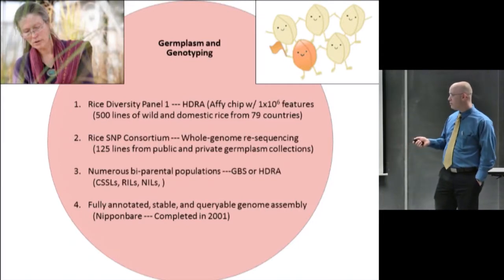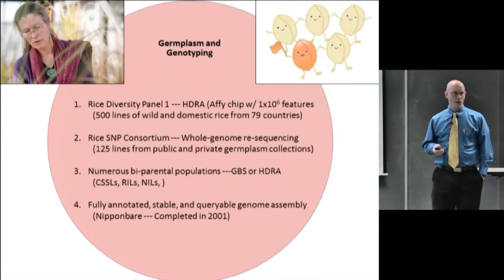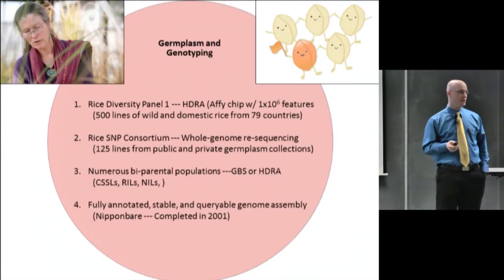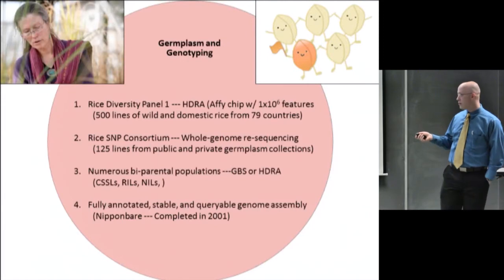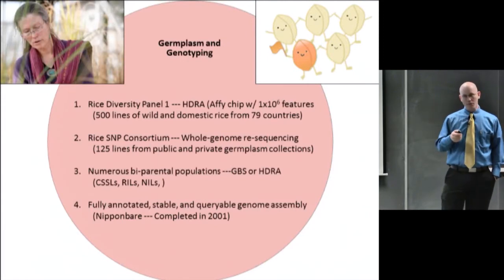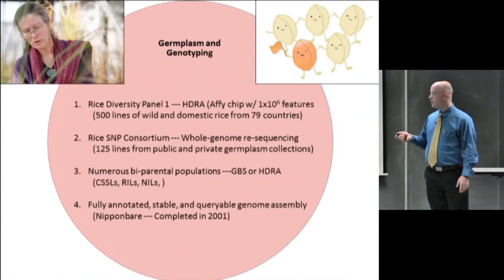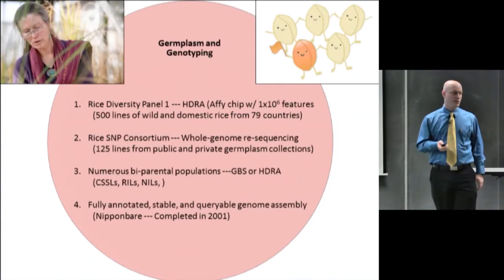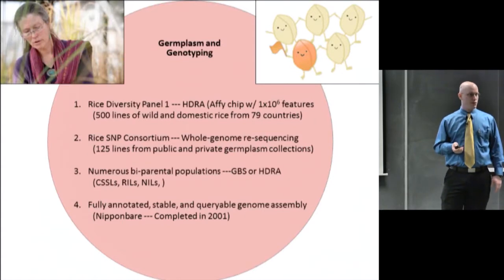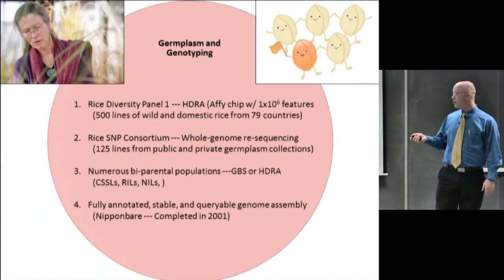The first of which, and probably most importantly, is RDP1. Rice Diversity Panel 1 is a panel of rice varieties collected from 79 countries. They represent all 5 subpopulations of domesticated rice, and they've been genotyped with what we're calling the high density rice array, which is a high density Affymetrix SNP chip, which has been developed for rice and has been done on this panel.